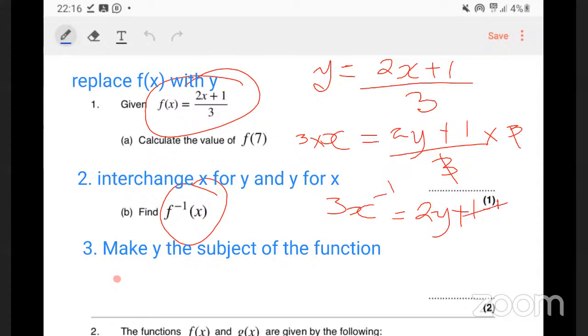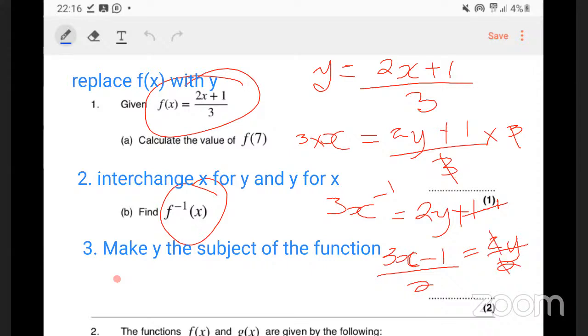In subtracting 1 from both sides, on the left, I now have 3x minus 1 equal, on the right, what's left on the right? 2y. Just write down what you see. Nothing too technical about it. And the last step now is to divide through by 2. So we divide both sides by 2 because our aim is to get y by itself.